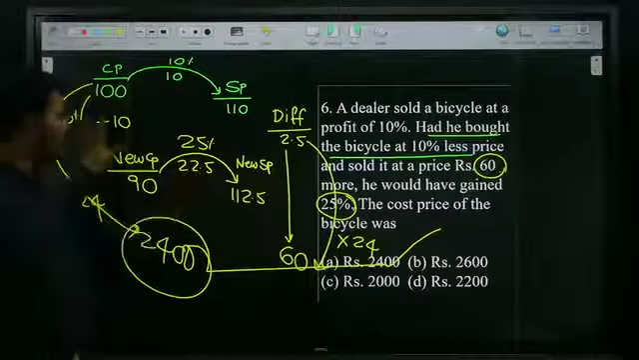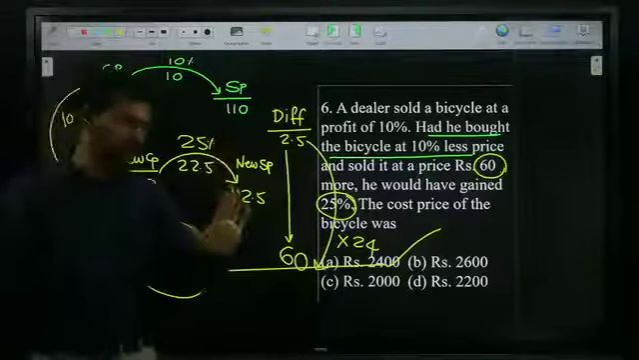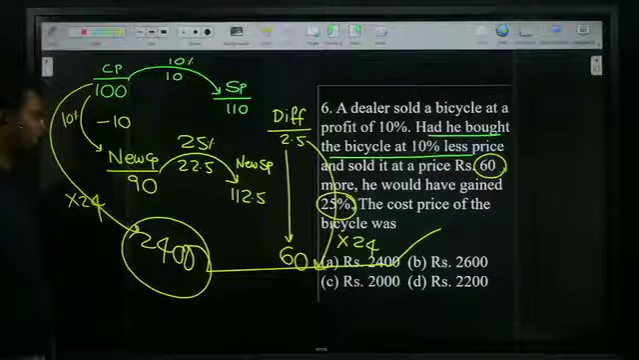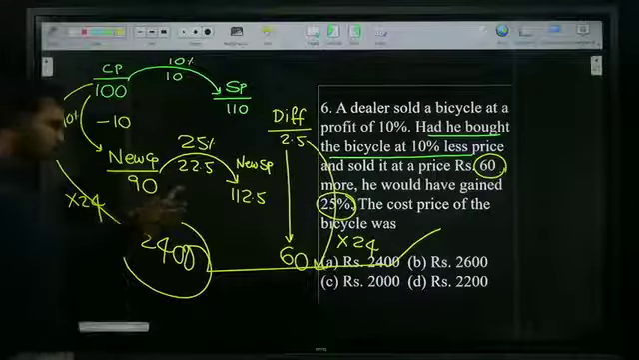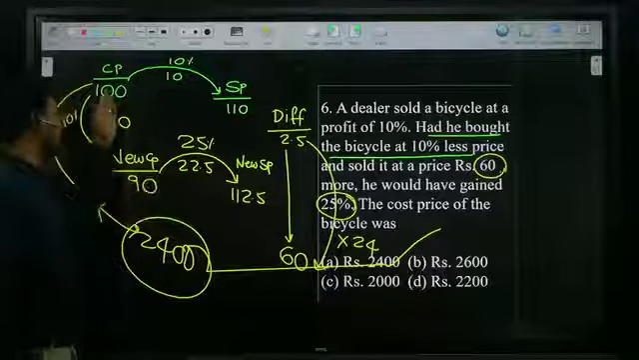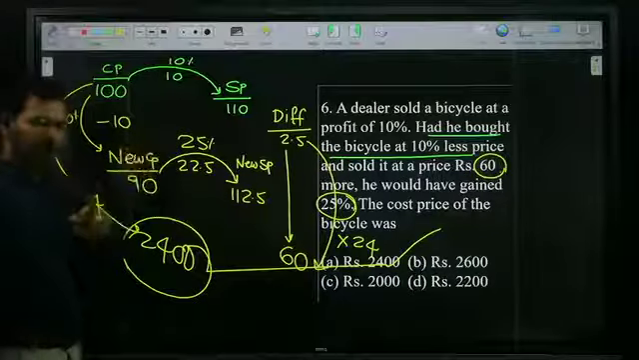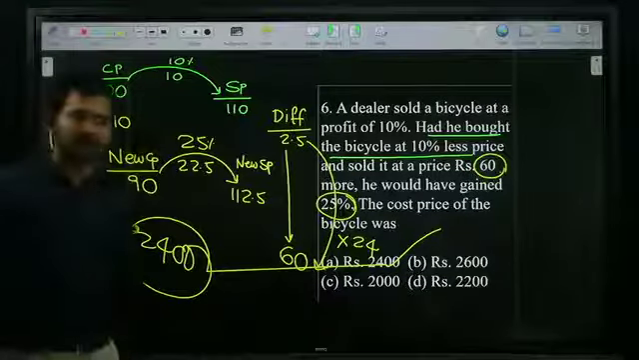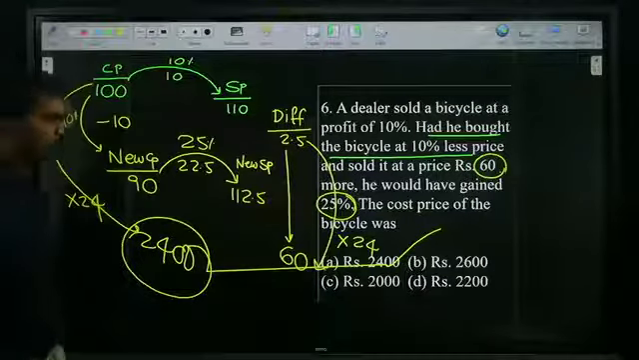This is a very, very important question. Just make a note, all of you. Many students make a mistake: they add 60 to 90. This 90 is according to our assumption, but 60 is according to the problem. Just make a note, this question is very important.